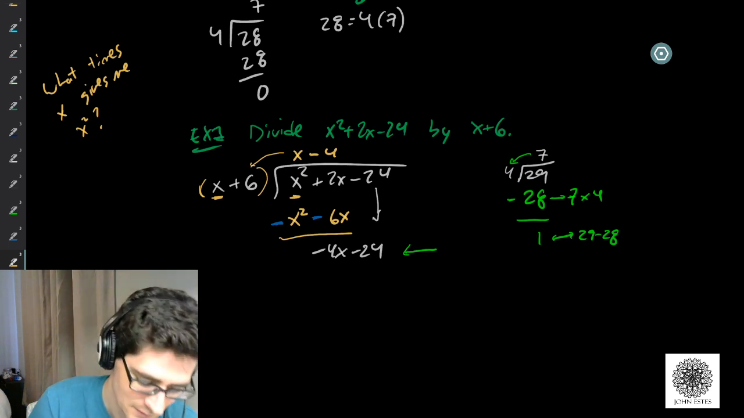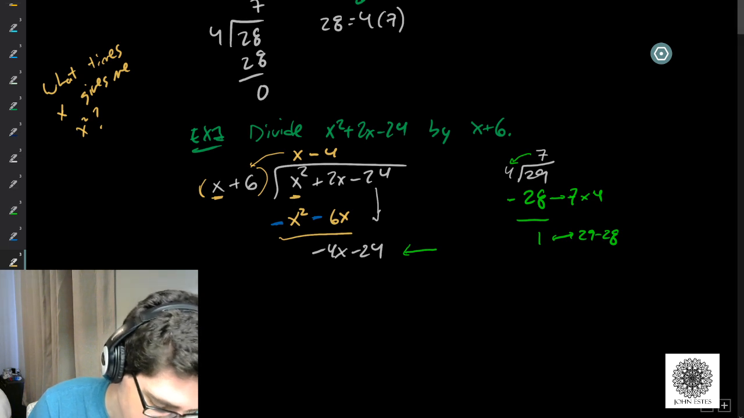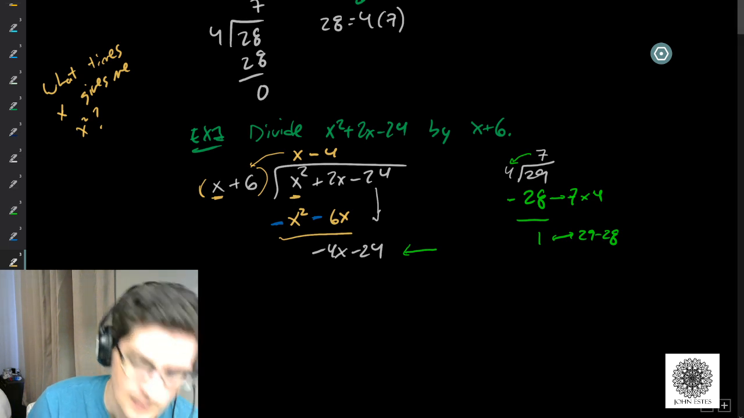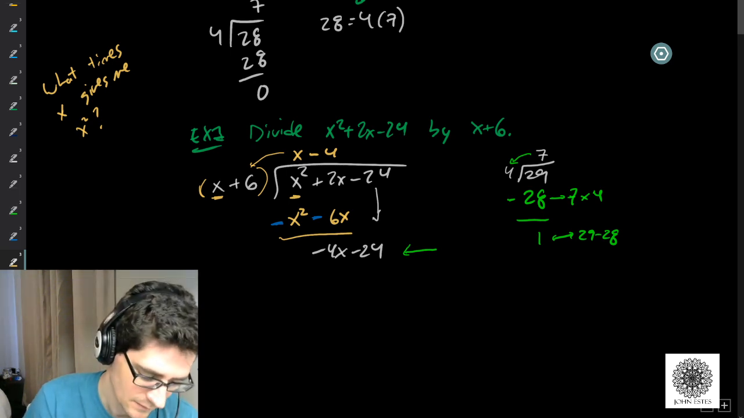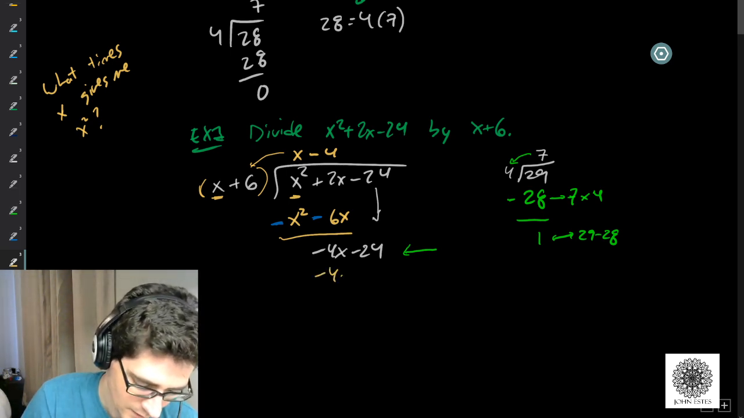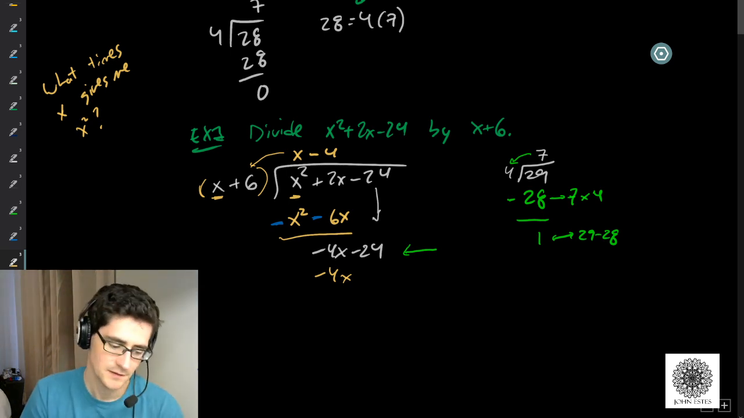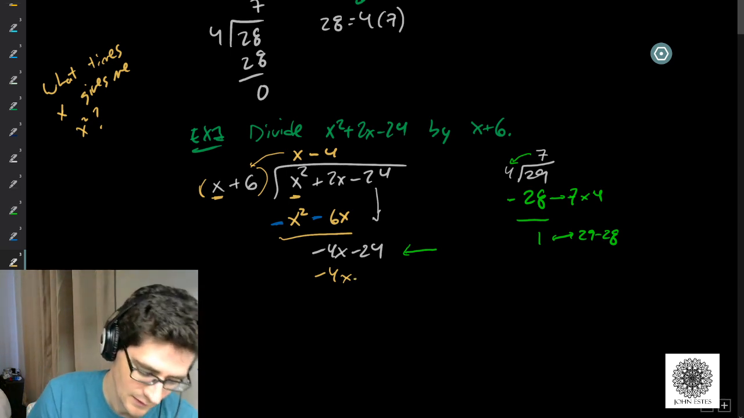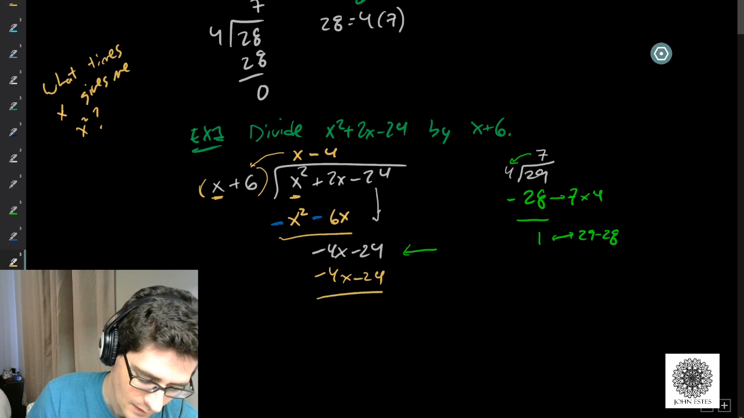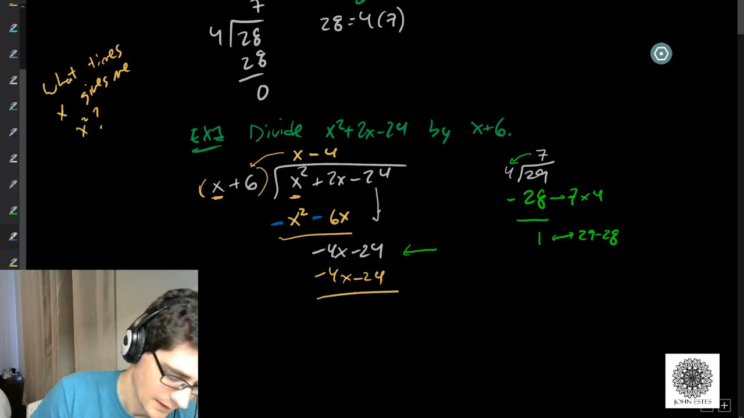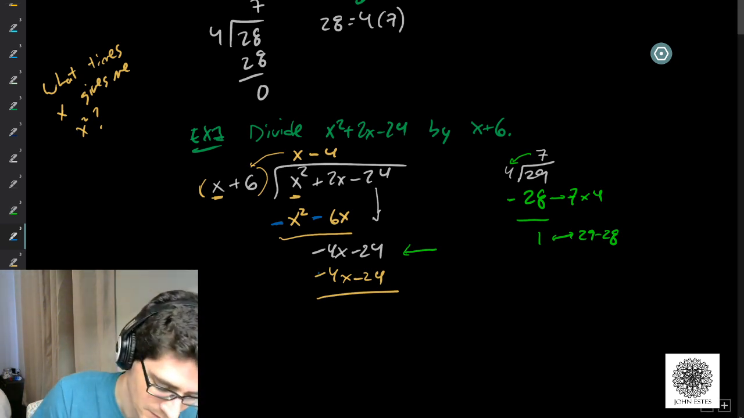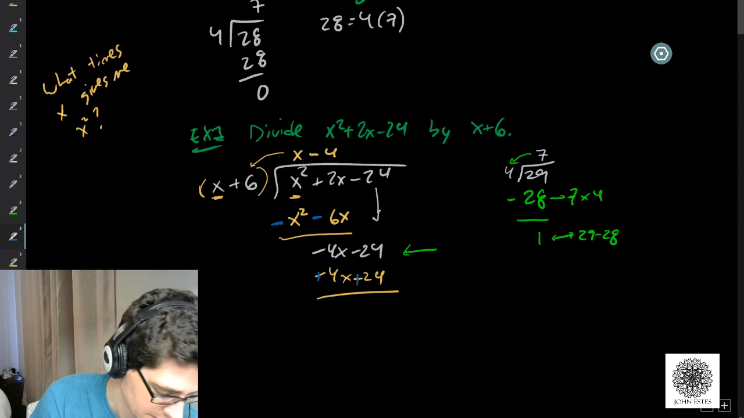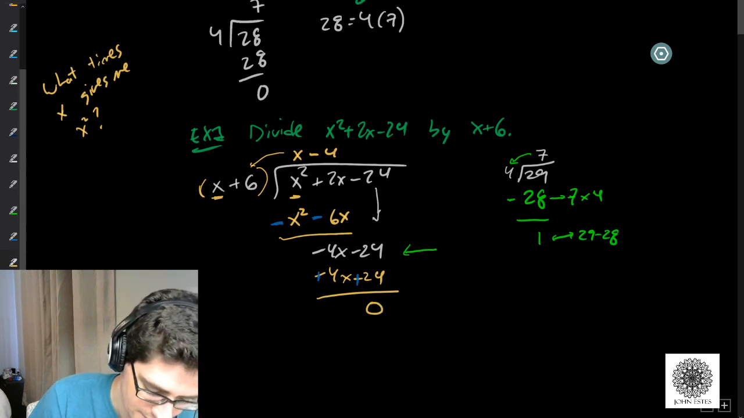Then what did I do? First I distributed the x across everything. Now I'm going to distribute the negative 4 across everything. So negative 4 times x is negative 4x. Negative 4 times 6 is a negative 24. And now what did I do again? I had to subtract, and when I'm subtracting, I want to flip my signs and add. And notice here, when I do that, I get 0.